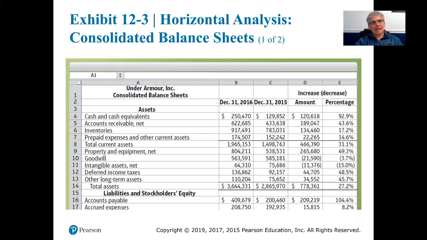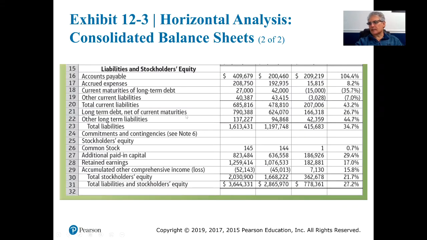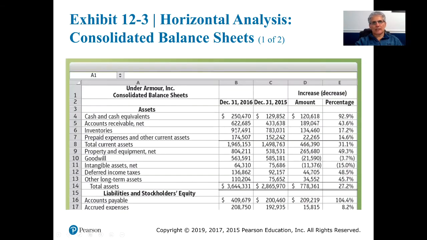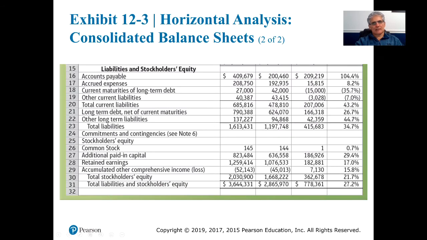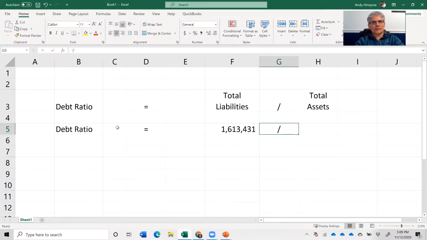When we're looking at the Under Armour Incorporated consolidated balance sheets, we'll look for total liabilities first. The total liabilities are actually on slide 12. Total liabilities for the year ending 2016. So we'll go ahead and plug in total liabilities, 1,613,431. So we'll plug into our formula here on a spreadsheet, $1,613,431. Now we're going to divide that by total assets.